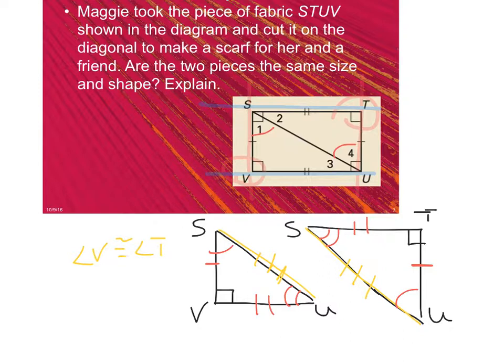So now we actually have a transversal here, and we're going to use now our alternate interior angles theorem, converse, or theorem. Because we've just proven them parallel, so now we're going to actually use the theorem, the alternate interior angles theorem, and show that angle 1 is congruent to angle 4 and angle 2 is congruent to angle 3 by the alternate angles theorem.